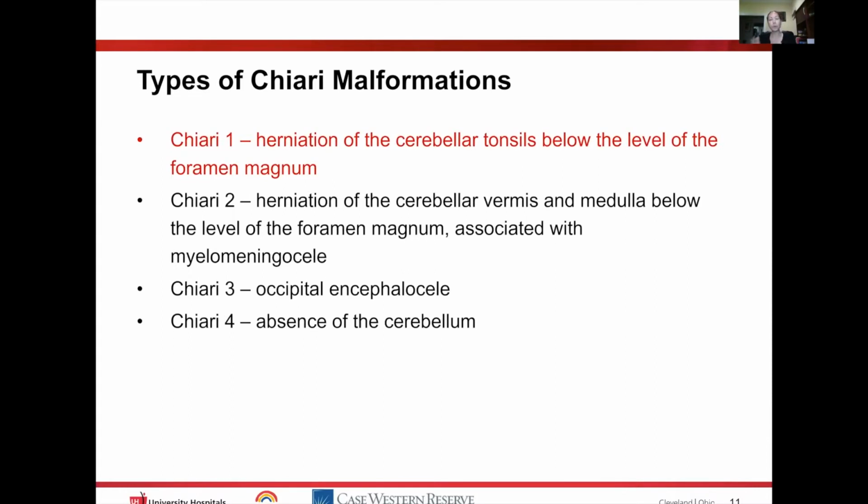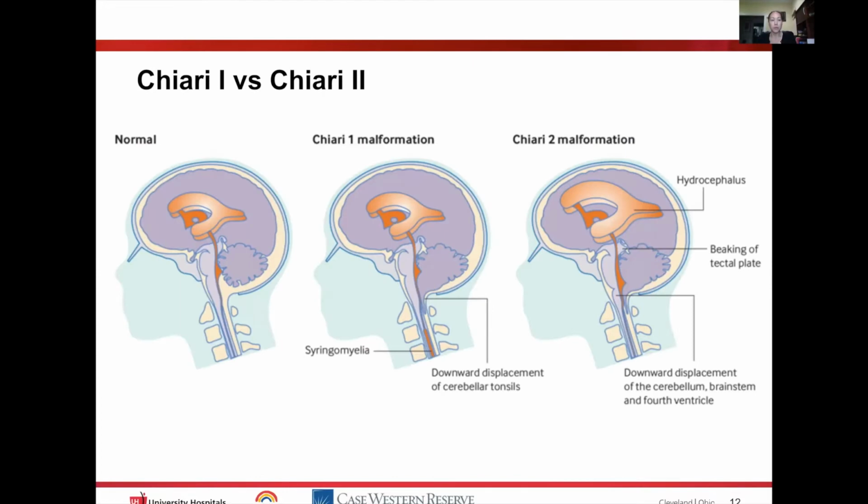So for the purpose of this lecture and for most of the discussion on Chiaris, we're going to talk predominantly about the Chiari 1 malformations. We know that Chiari 2s, because of their association with myelomeningocele, we treat a little bit differently than we do Chiari 1s. Of the types, the Chiari 3s and Chiari 4s are fairly rare.